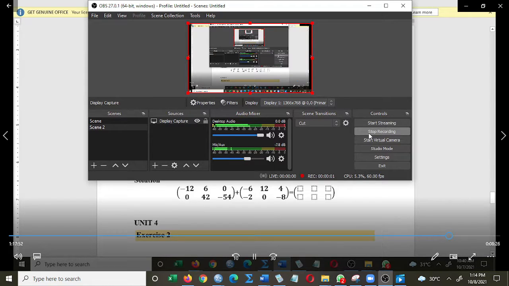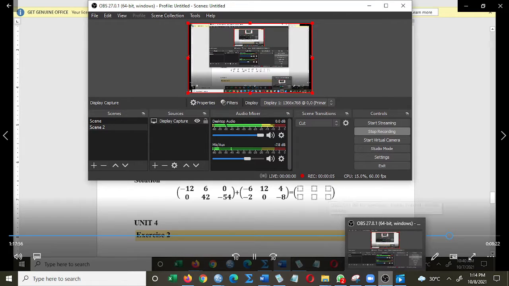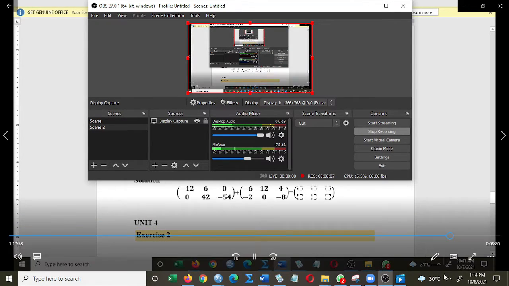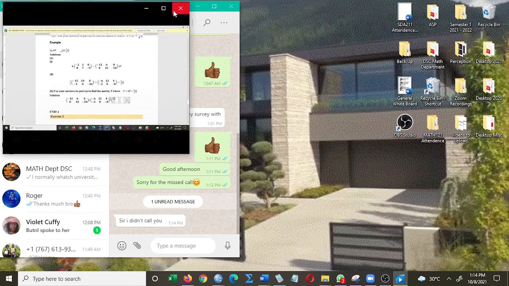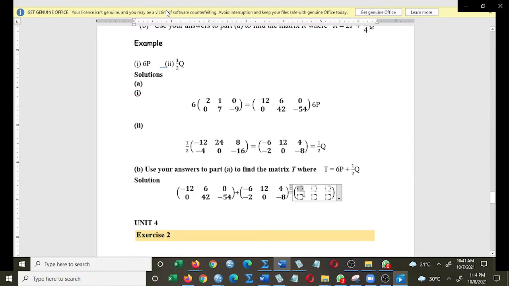6p, isn't that so? That's the answer for 6p. So 6p plus a half q. So what's the answer there? What comes there?